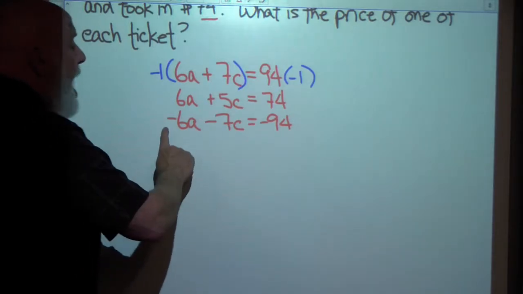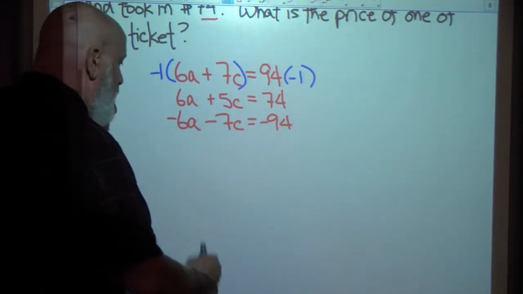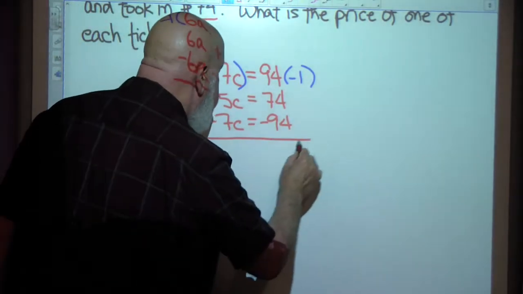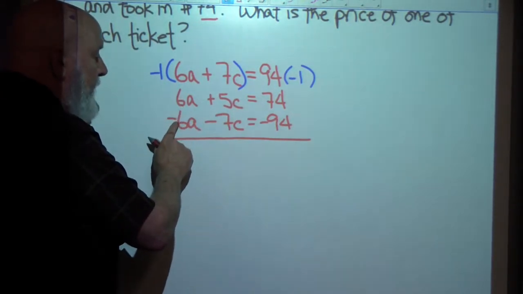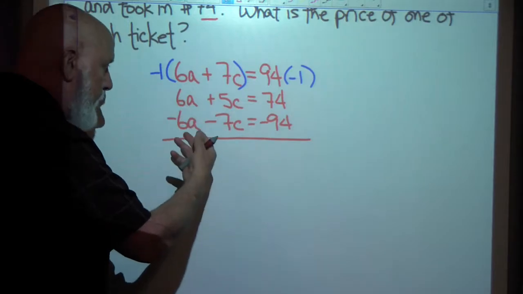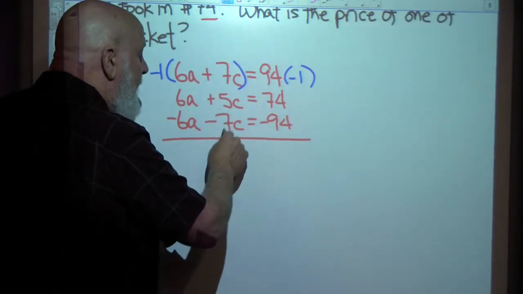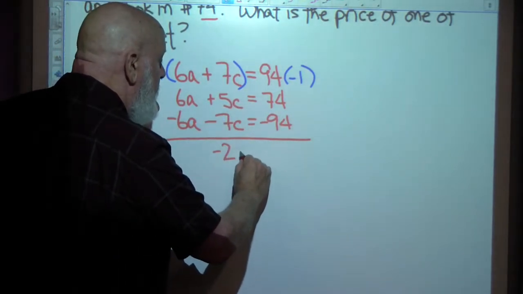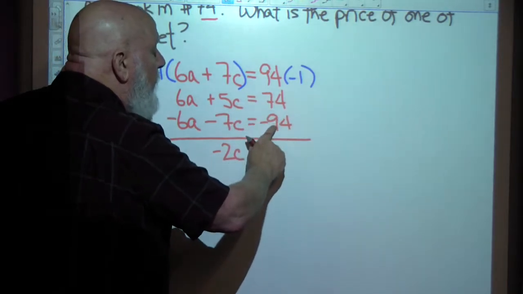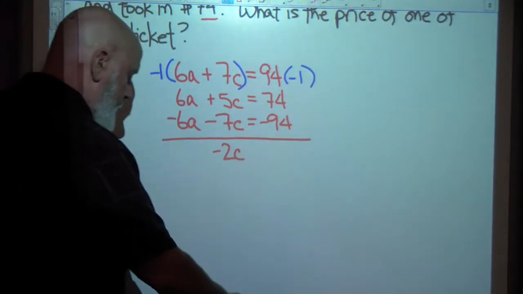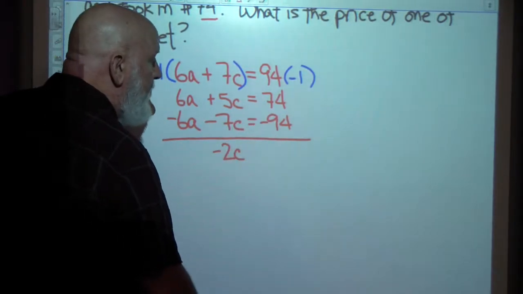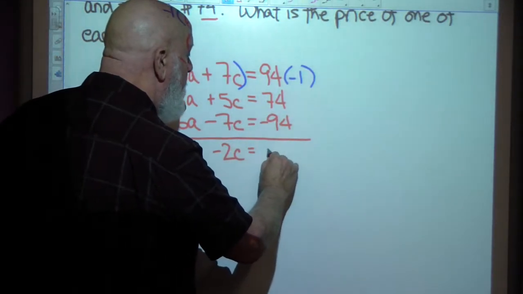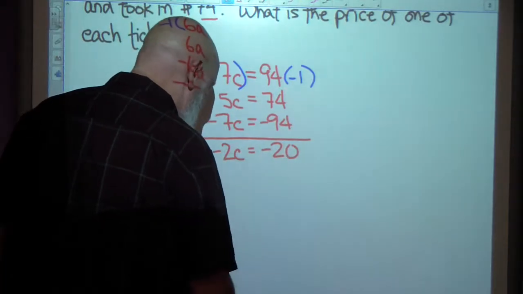Step 2 says, add the equations together. And when I do that, the exact opposites will disappear. 6a plus -6a is 0a, which is 0. 5c minus 7c is -2c. 74 minus 94, whoops, that's not a -90, yeah it is. I'm adding, 74 minus 94 is -20. Confused myself for a second.